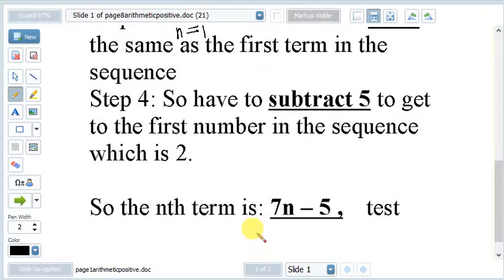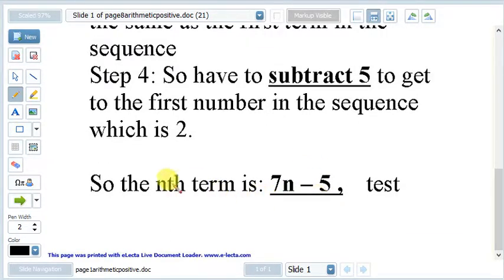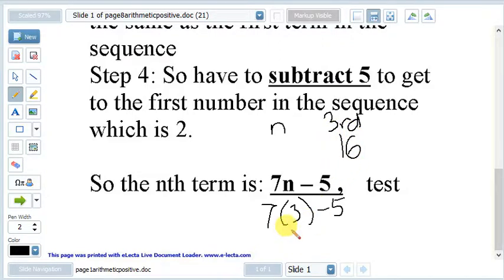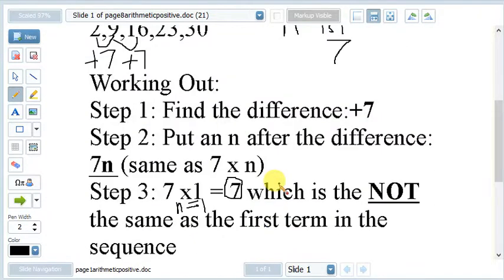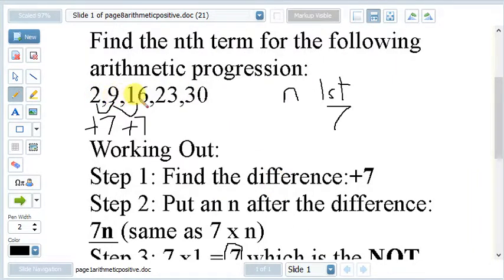Okay, so the nth term is 7n take away 5, and what we're going to do here is just a quick test. We're going to choose, say, the third term in the sequence. So using our formula, 7n take away 5, we say 7 times 3 take away 5. 7 times 3 is 21. 21 take away 5 is 16. Let's check that against the sequence: first term, second term, third term, and sure enough it's 16.